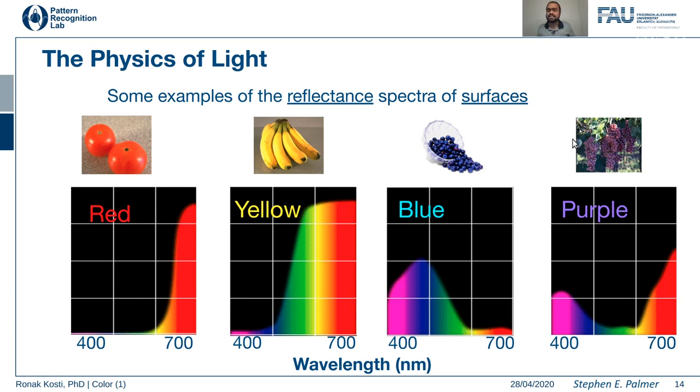and for blueberries as well as grapes, it's a different case. Here we see that the profiles are quite similar. However, the colors we perceive are a bit different. So what's happening here? We'll see that in a bit.